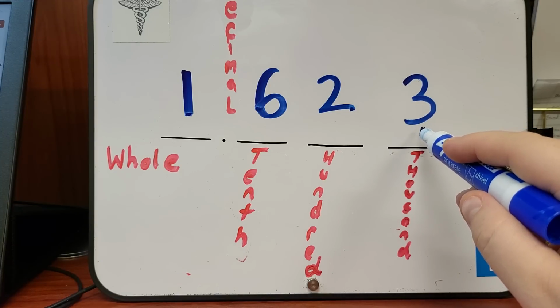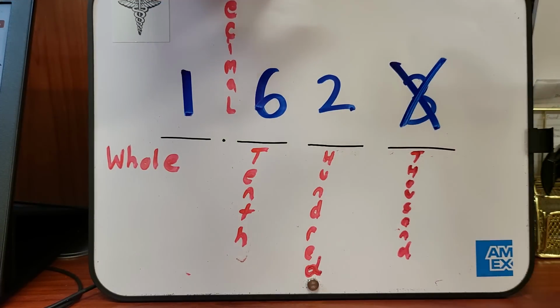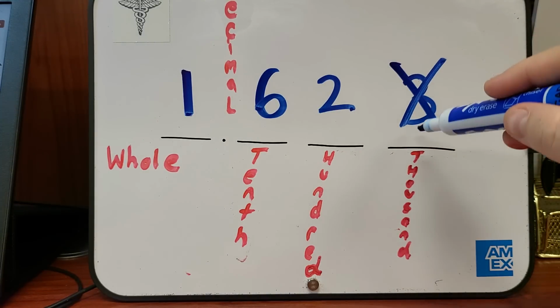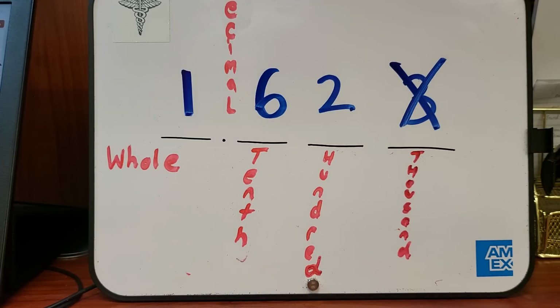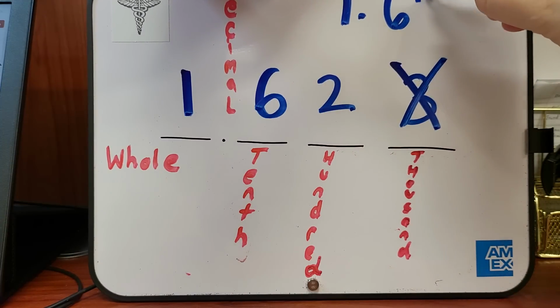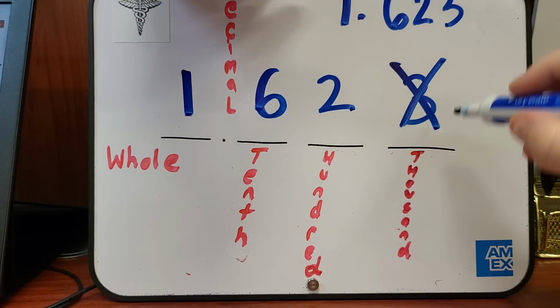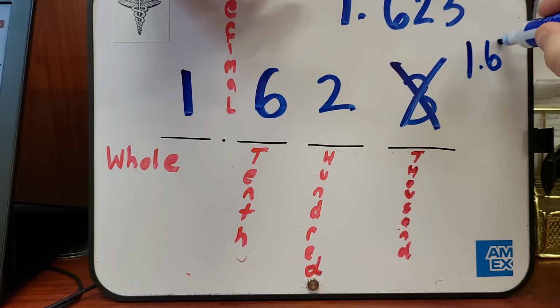Is this over 5? The answer is no. So now we're not doing anything with that. It's not over 5. It will not change its friend to the left. If it was over 5, it would increase this number. Since this 3 was below 5, we are not rounding. So if we were rounding to the nearest hundredth, again, this was our question, round this number to the nearest hundredth, this is your answer, 1.62.